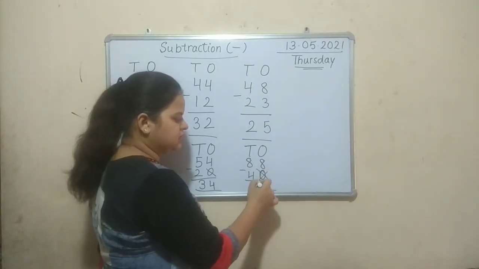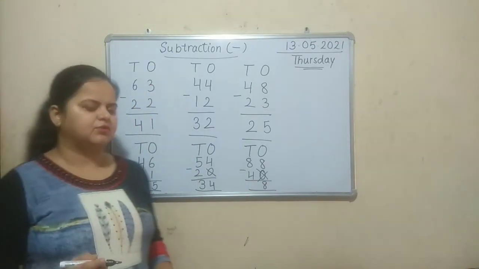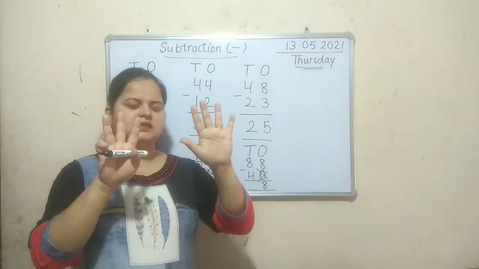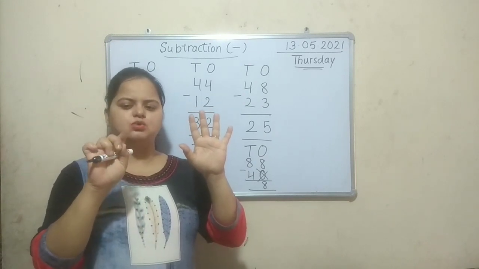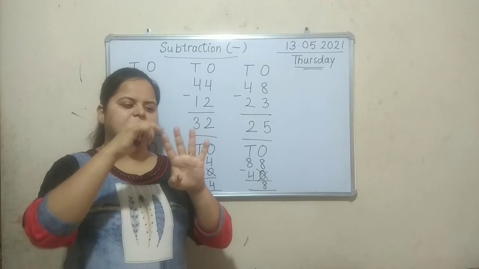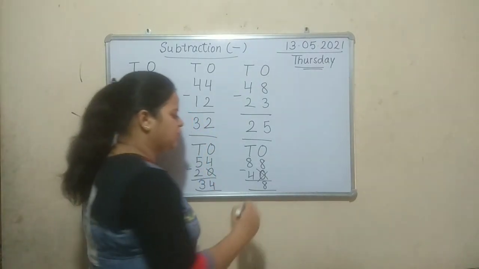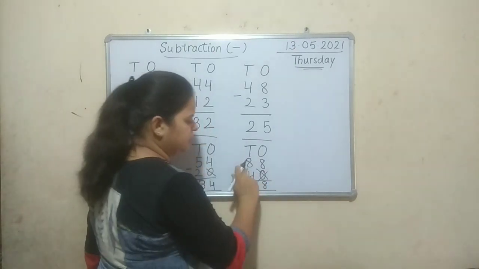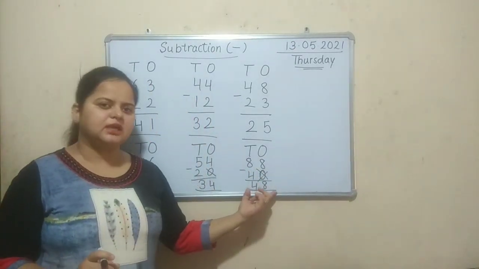We will make a cross here and the answer is 8. 8 minus 4. We have to close 4 fingers now. 1, 2, 3, 4. We have left 4. 8 minus 4 is 4. 88 minus 40, the answer is 48.